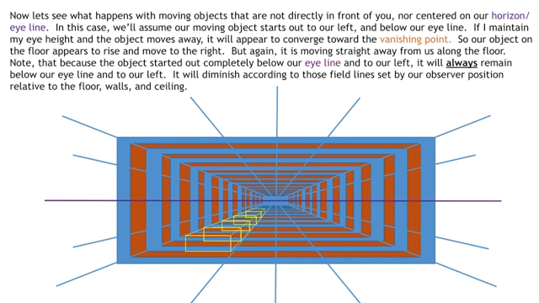Note that because the object started out completely below our eye line and to our left, it will always remain below our eye line and to our left. It will just get more and more towards the center point. It will diminish according to those field lines set by our observer position relative to the floor, walls, and ceiling.